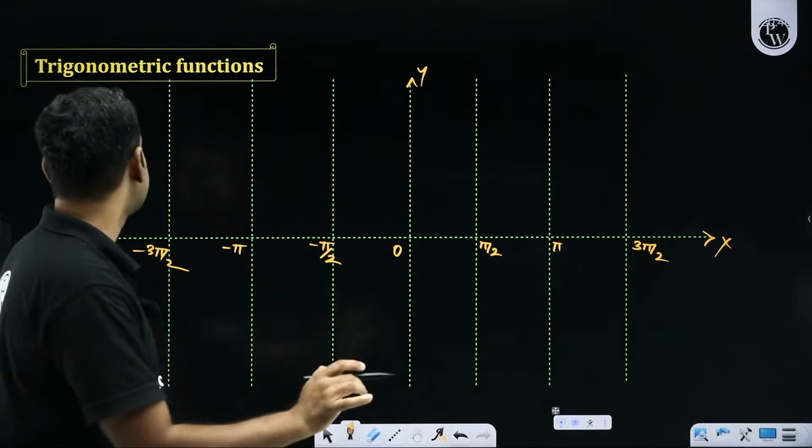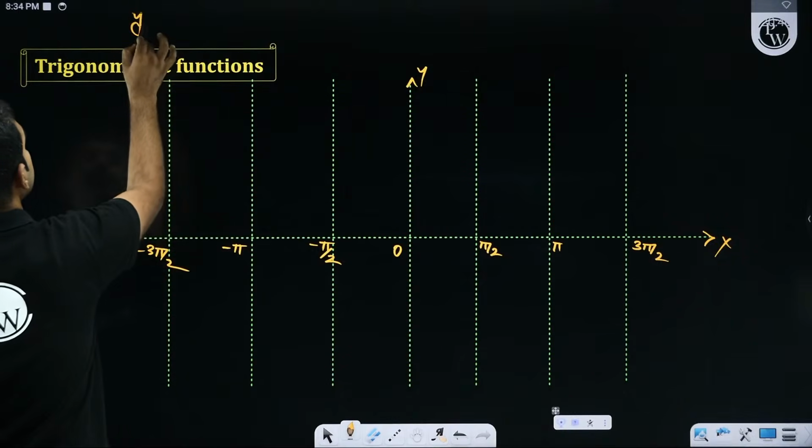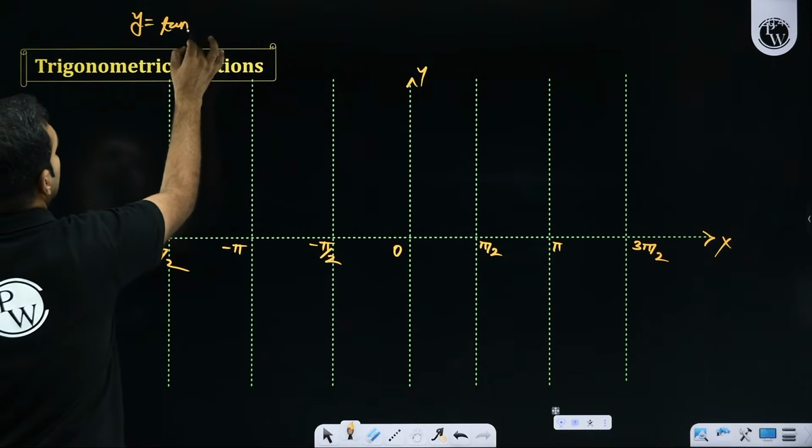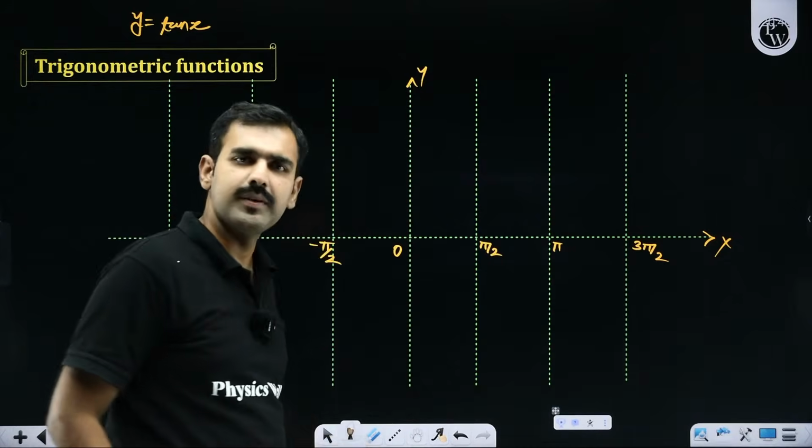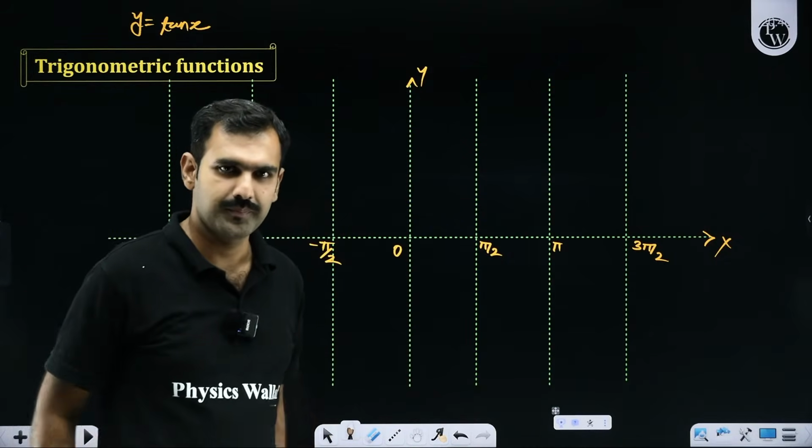So when you notice the graph of tan x, you would notice something really amazing: first of all, it is recursion.